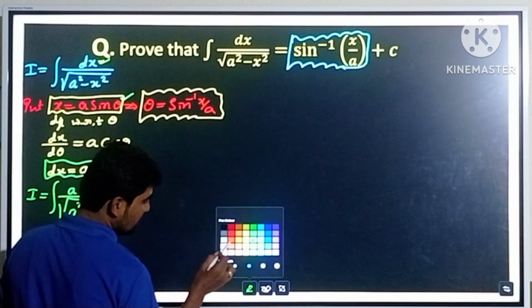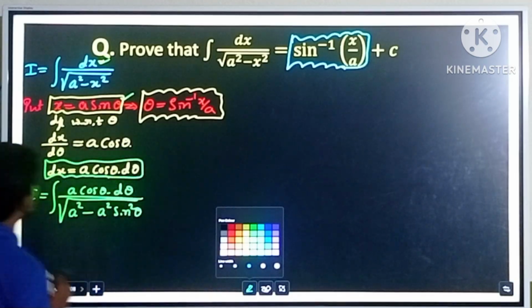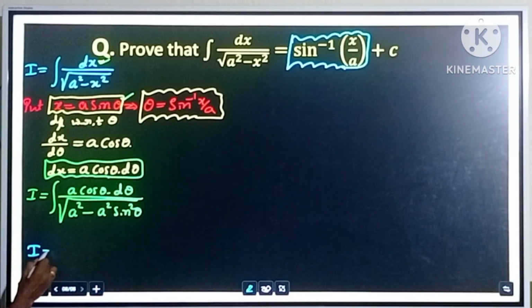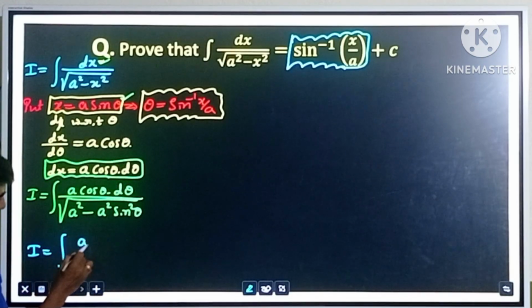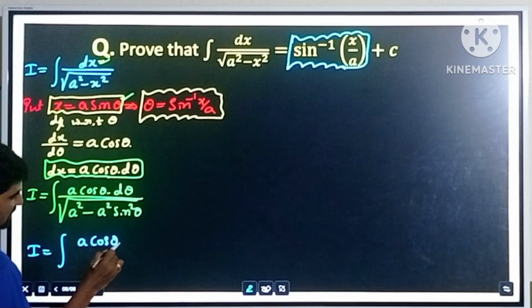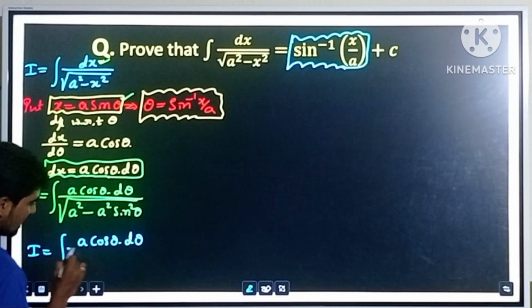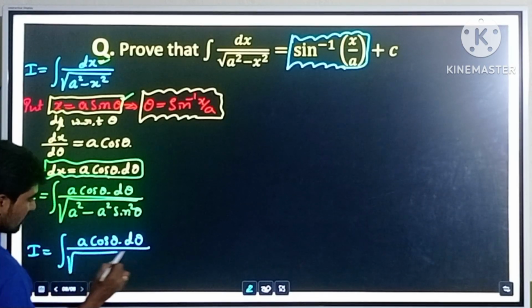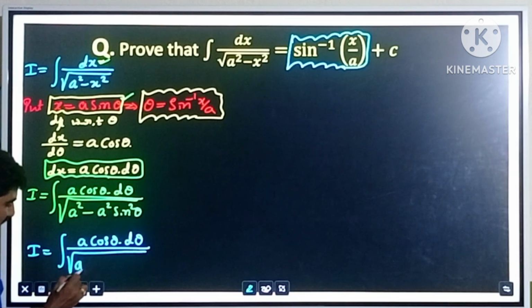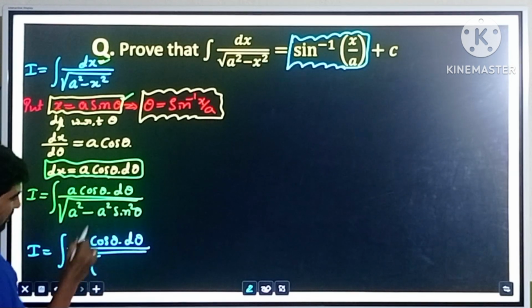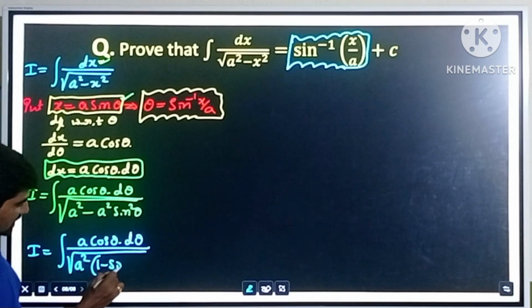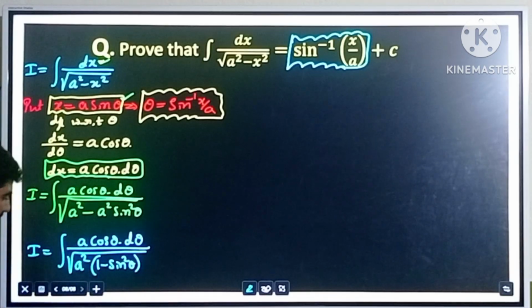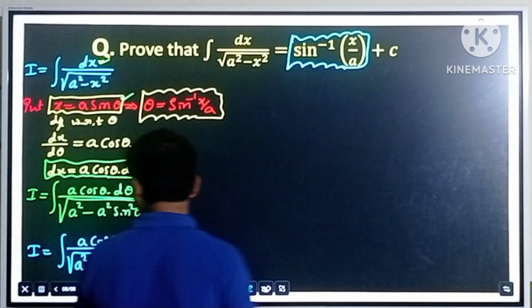Now in the next step, see here, I is equal to the integration of a cos theta into d theta divided by square root of, here I can take a square as common. If I take a square as common, remaining what? 1 minus sin square theta. I hope all of you are understanding.